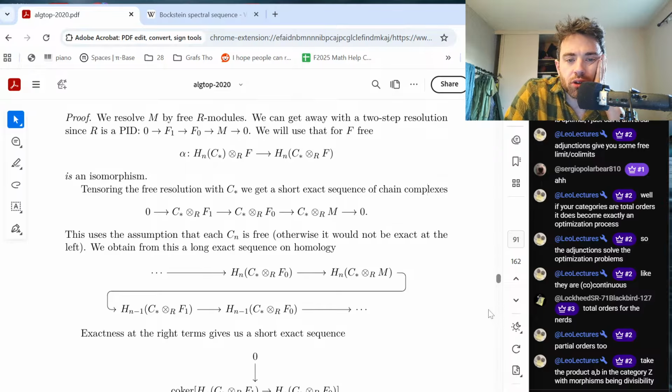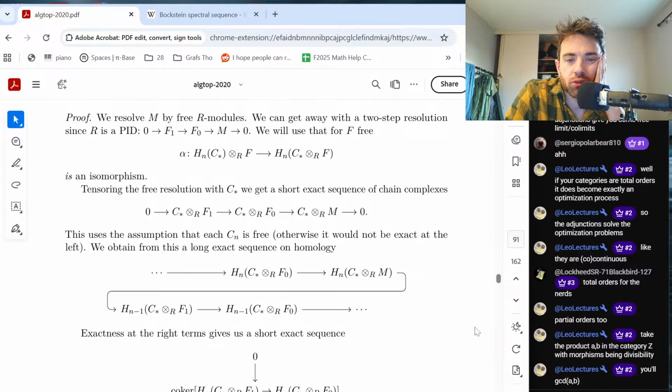Okay, so we resolve M by free R modules. We can get away with a two-step resolution because it's a PID. Okay. And we'll use that for F free. Okay.